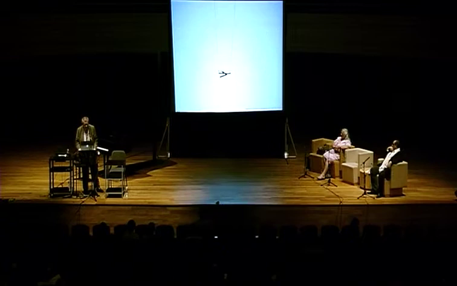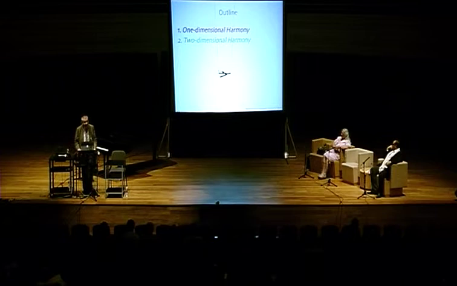So the outline of my lecture is this. I don't want to spend too much time on the first part, because what I'm going to say there is quite trivial for many of you, but just to set the scene, I want to talk about what I call one-dimensional harmony, which is connected to strings, or instruments which are basically one-dimensional. Then I'll move on to two-dimensional harmony. Already in one-dimensional harmony, I will have an opportunity to connect to Chinese music. But for two-dimensional harmony, my starting point will really be Chinese music.